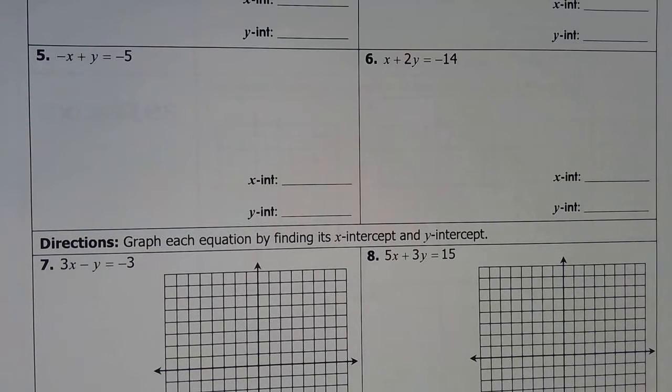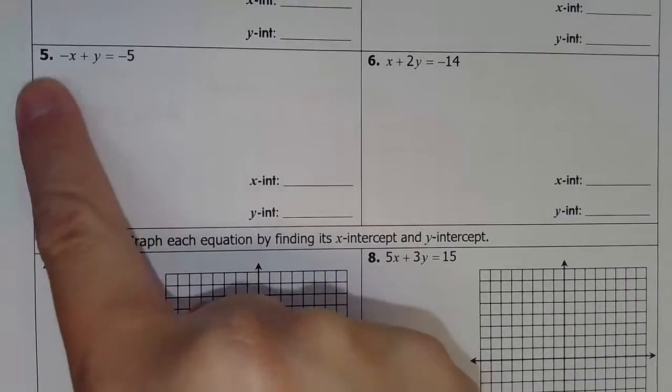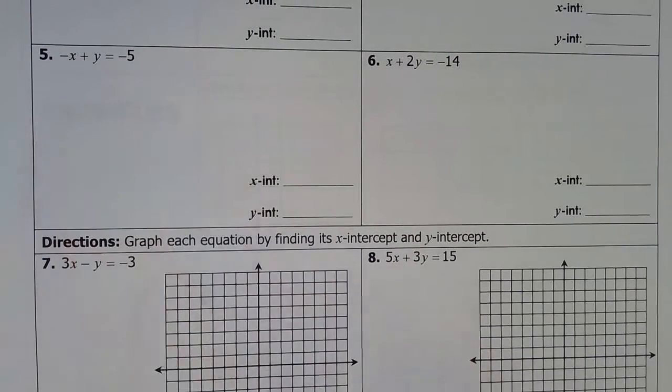I personally like graphing in this standard form more than slope-intercept form. Standard form, when both the variables are on the left side like this, is my favorite way to graph. And I think that you're going to like it as well. So let me show you the shortcut way to find the intercepts.